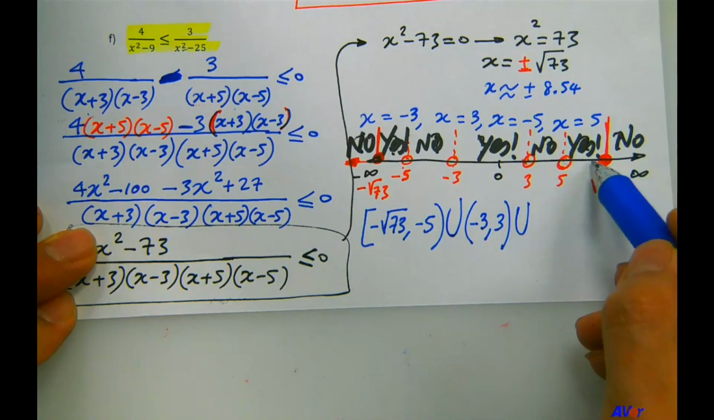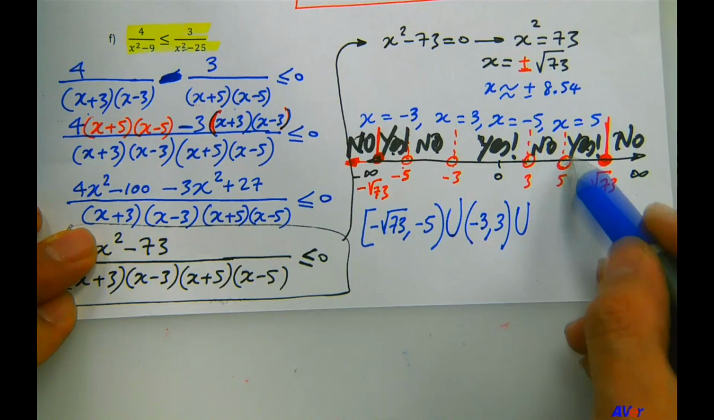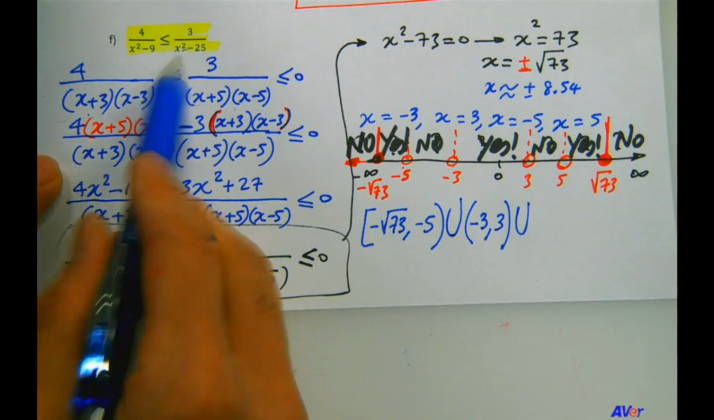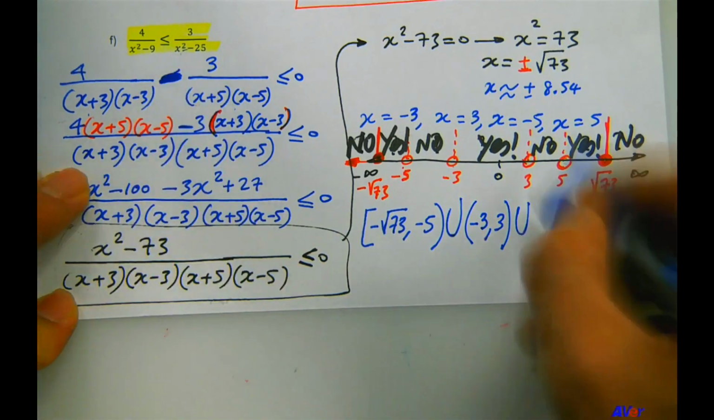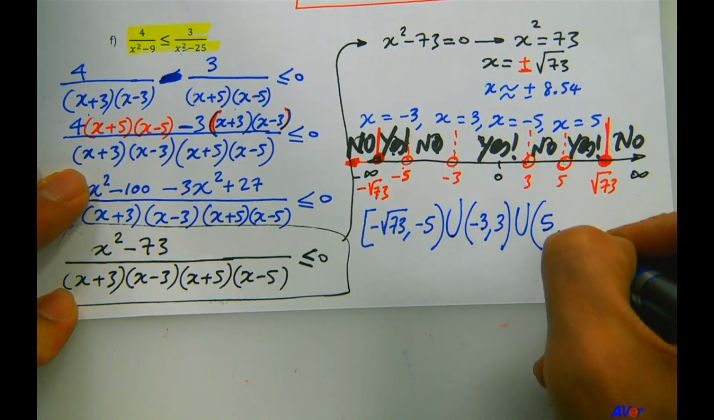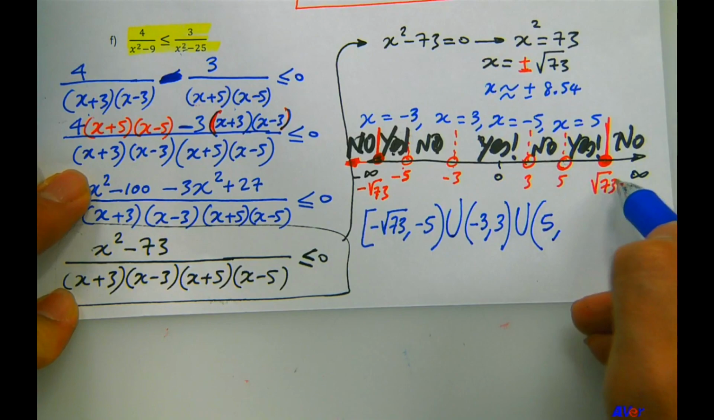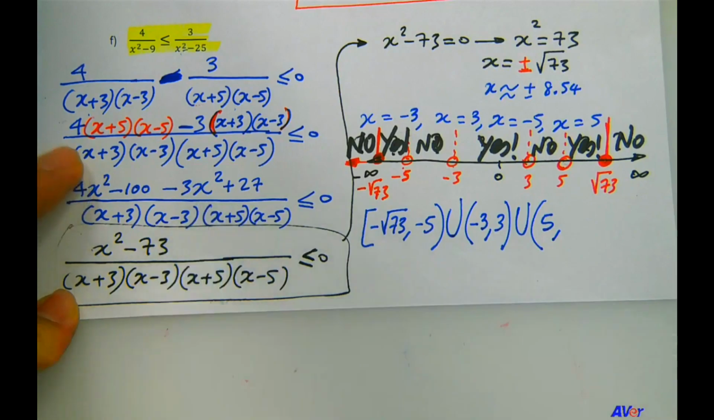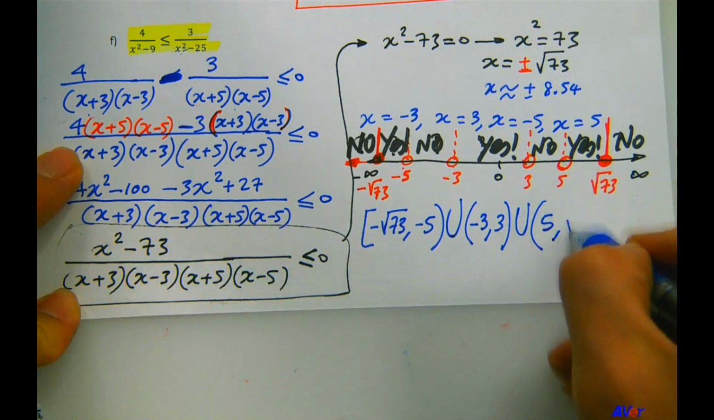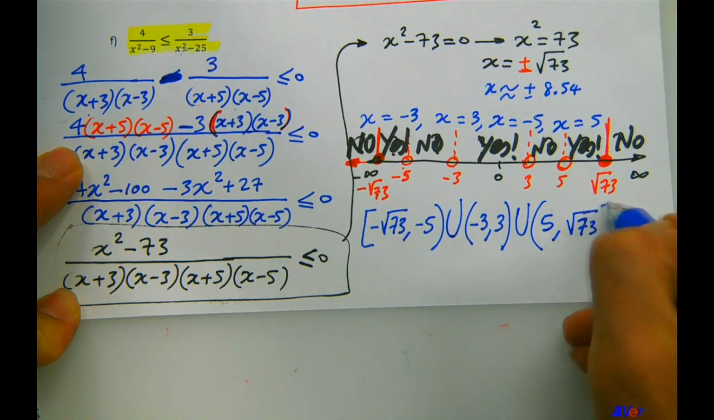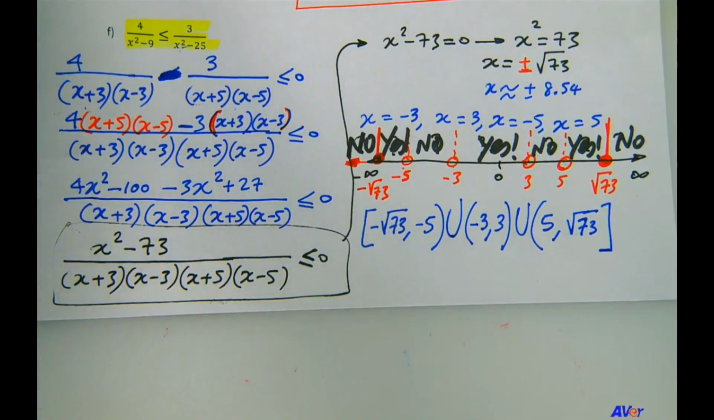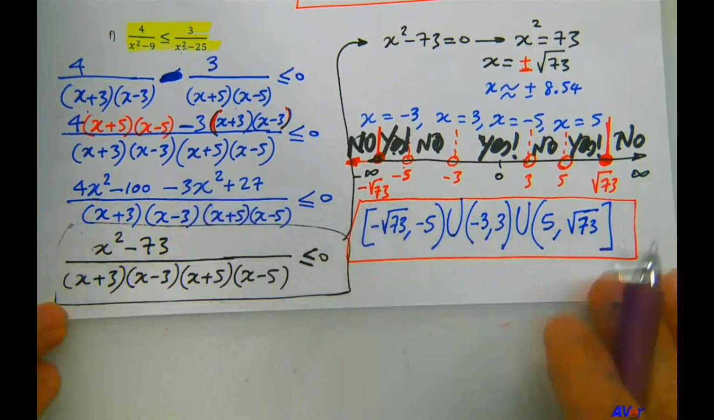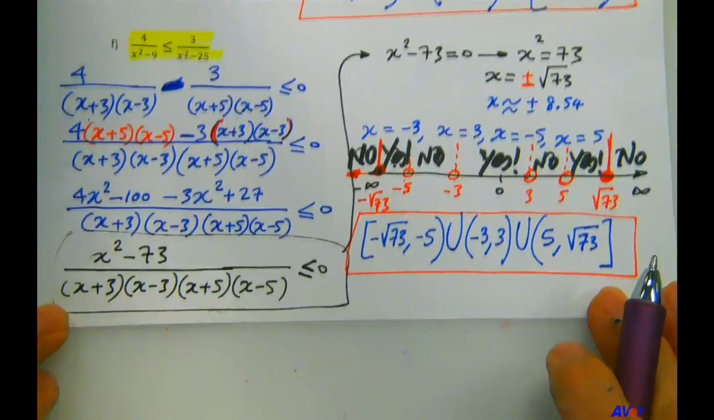That region, something interesting happens because 5 is not part of the solution. Why? Because it would make the denominator equal to 0. We know that in here and in here. So we don't want 5, so parenthesis 5, comma, positive square root of 73 is part of the solution, right? Because it would make this expression equal to 0, which is fine. We're okay with that. So square root of 73 bracket, okay? So that is the final solution for that expression, okay?